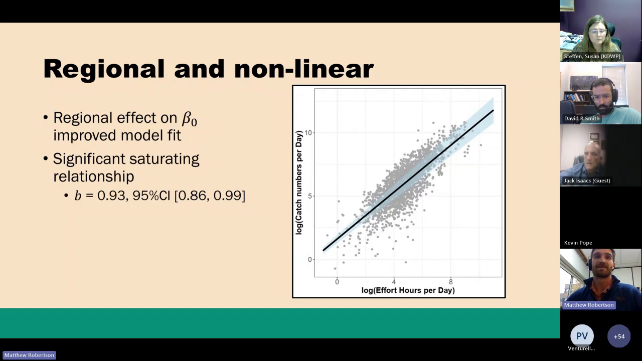And we also identified that there was a significant saturating relationship. So we saw that that nonlinearity term was less than 1, and significantly so based on the 95% confidence intervals. In addition, you can see in the plot shown on the slide now just how nice of a relationship there was between catch and effort on the log scale, where you can see the gray points here representing each one of our different creel surveys, the black line representing the estimated relationship, and the blue polygon representing the 95% confidence interval around that estimate.